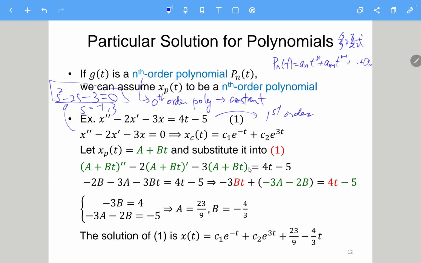So we get these three terms. The second derivative of a first order polynomial is 0, so this is nothing but 0. The first derivative of this constant a is 0, and the first derivative of bt is b. So we have minus 2b, which is this one. And then the original function gives minus 3a minus 3bt. And then it equals this one. So we just collect the terms. This is the first order term.